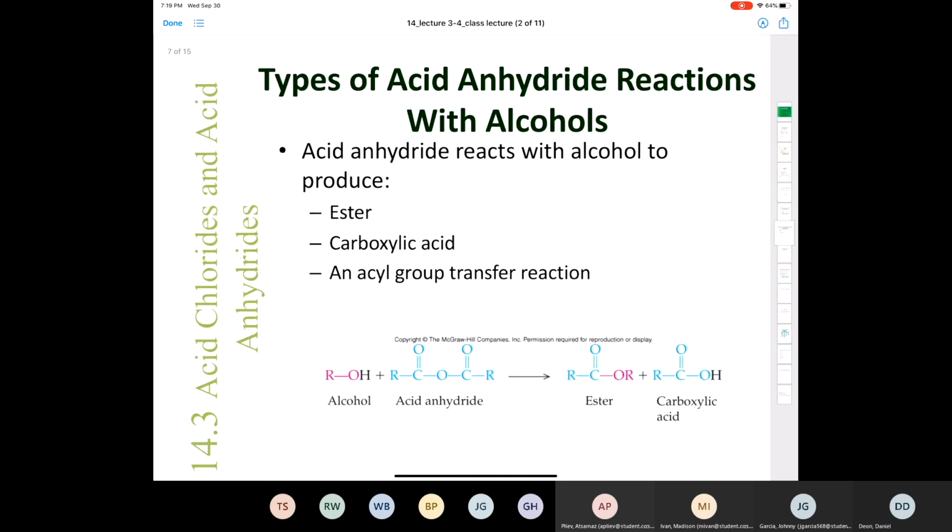All right. The types of acid anhydride reactions with alcohols. It says here that you can react an acid anhydride with an alcohol to produce an ester and a carboxylic acid, and this is an acyl group transfer reaction.